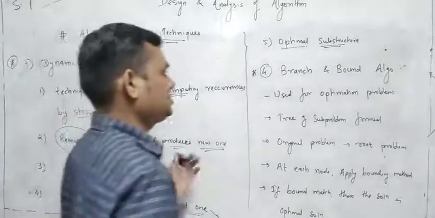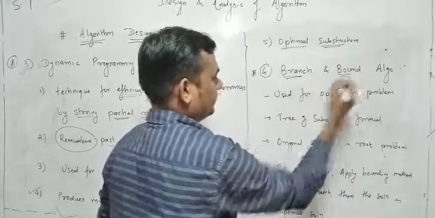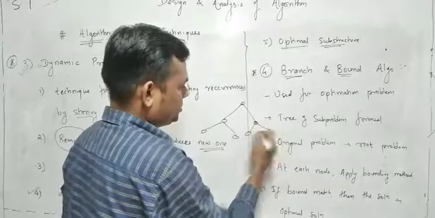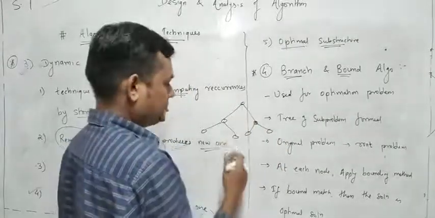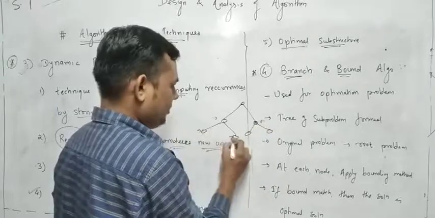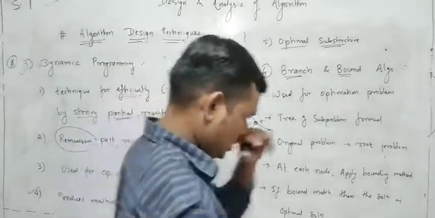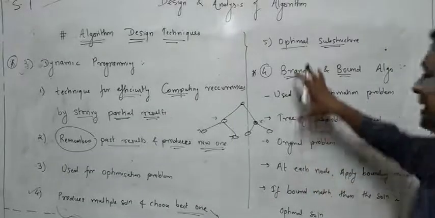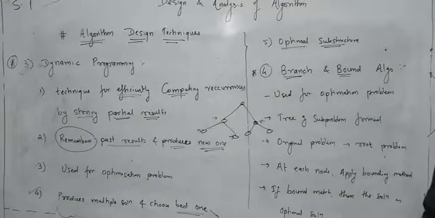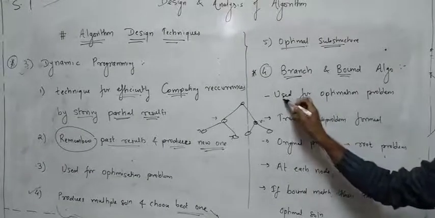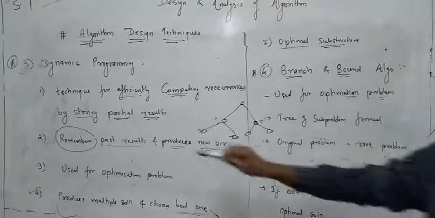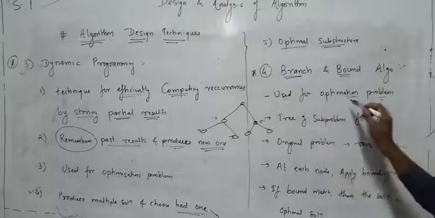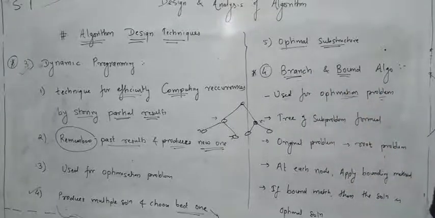The next technique is the branch and bound technique. It is very easy to learn. This is like a tree structure. Here, in each and every branch we have to apply a bound to each and every node, and we get the solution. We check whether that solution is optimal or not. That particular technique is called the branch and bound algorithm. It is also used for optimization problems. The dynamic approach is also used for optimization problems, and branch and bound is also used to solve optimization problems.